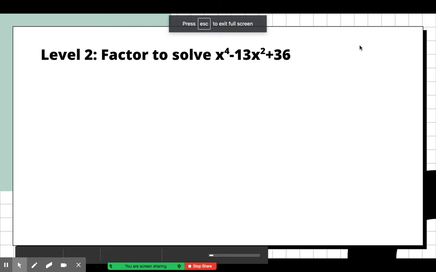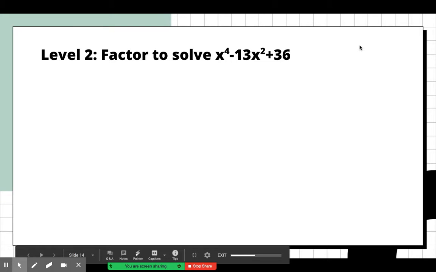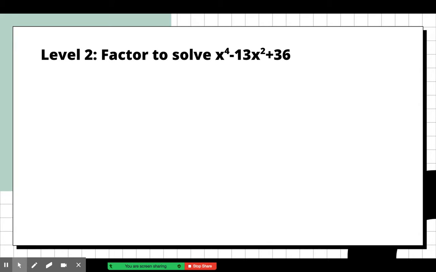All right, my loves. So you should have practiced level 1. So we're moving into level 2. Level 2 is that you're gonna factor a trinomial, and then you're gonna set those factors equal to 0 and solve. All right, so let's go ahead and factor a trinomial.